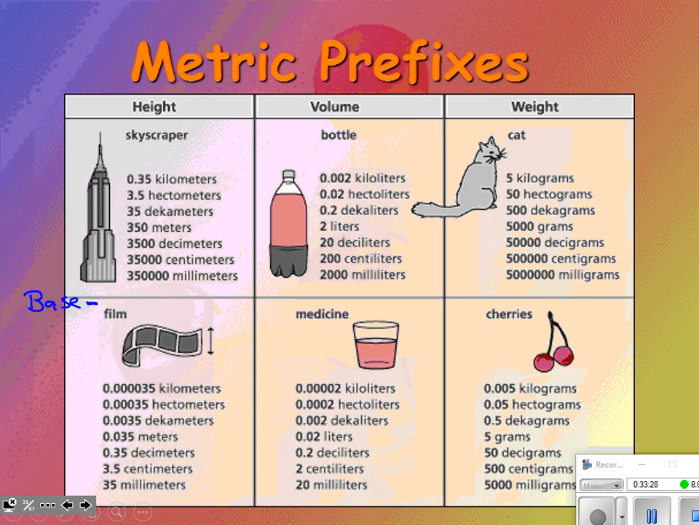Moving on. I just put this slide in there to show you some different metric conversions here dealing with height, volume, and weight. You don't necessarily have to write this down, okay?